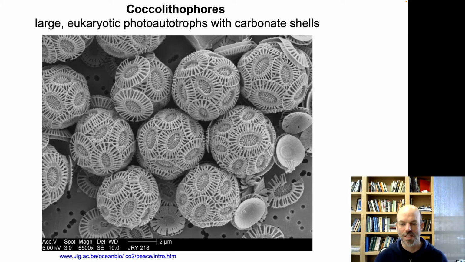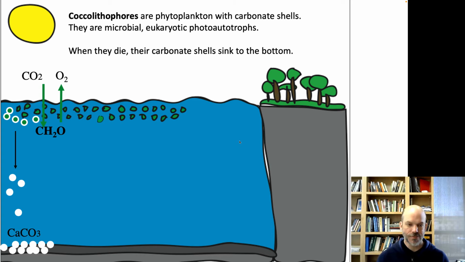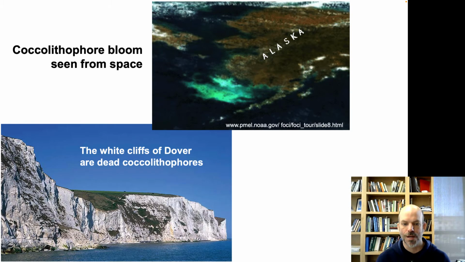So don't confuse these with the diatoms. The diatoms have glass shells. These are carbonate shells. In other words, chalk. When the coccolithophores die, their carbonate shells sink to the bottom and you form massive carbonate deposits on the seafloor. You can see the carbonate deposits as the White Cliffs of Dover.